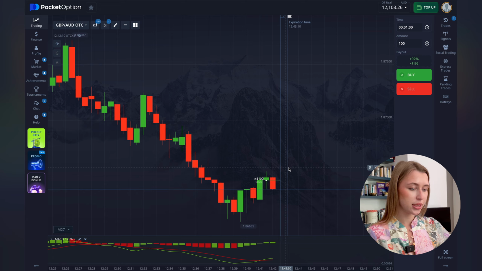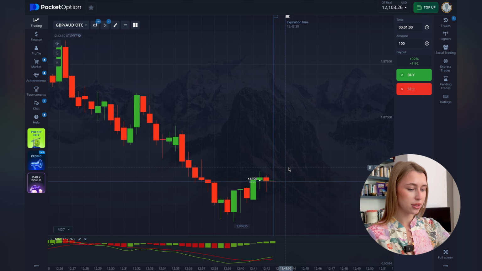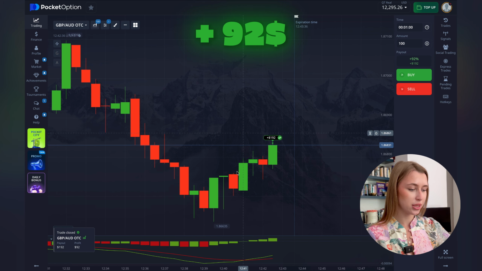Also, this is signaled by a reversal pattern, bullish engulfing, which also engulfs the red candle and the green candle dominates. There are 8 seconds left until the trade closes. Now the trade will close in profit and we will log the result of the first trade using the MACD trading format.